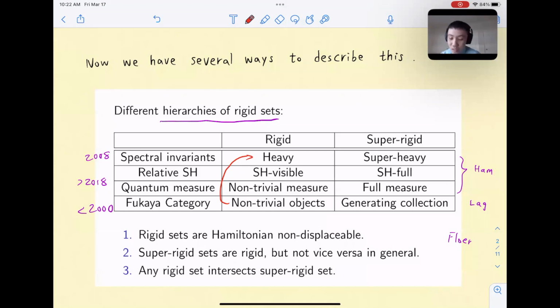One could expect something could be done with the following argument. Suppose you have a collection of Lagrangians. They satisfy some kind of generating criterion, and the union of this collection should be superheavy. I'm being very rough here, but that's somehow the idea.